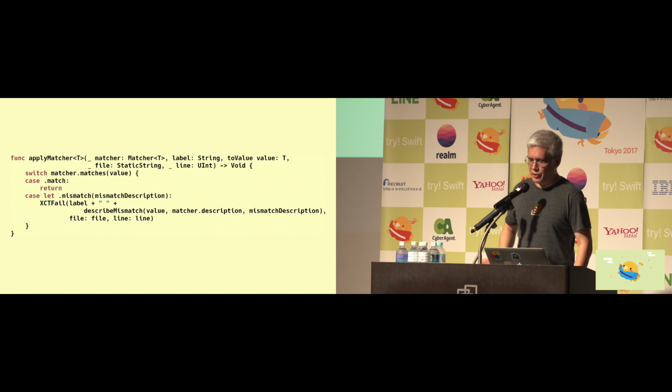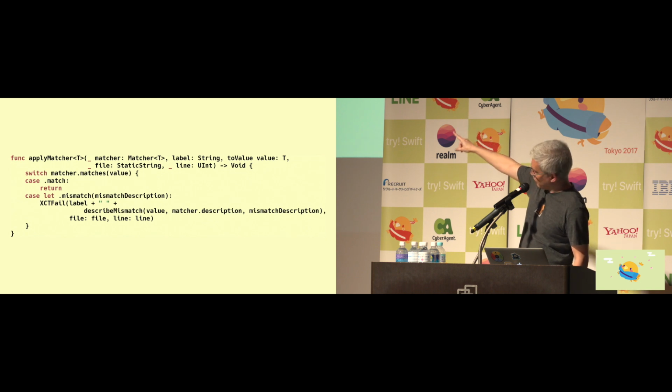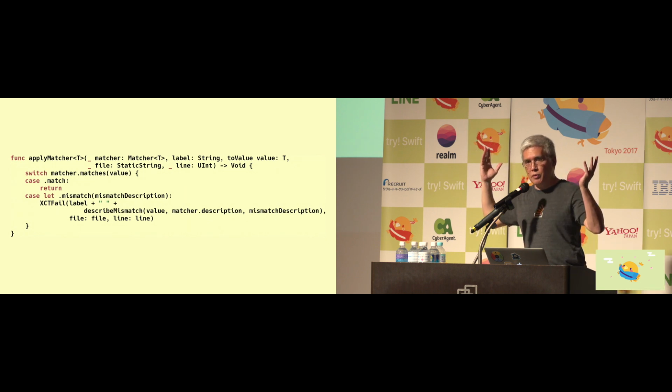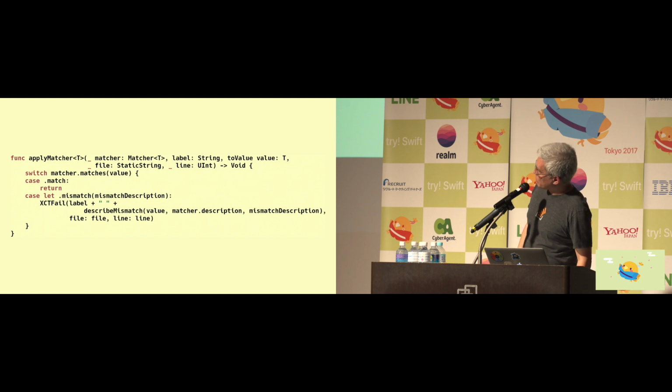To make it easier to use Swift OCHamcrest matchers in mock objects, let's make a helper. The switch statement calls matches. If the result is a match, there's nothing to do. If the result is a mismatch, we get the mismatch description as an associated value. Then we call XCTFail, adding a label to identify what we're checking.